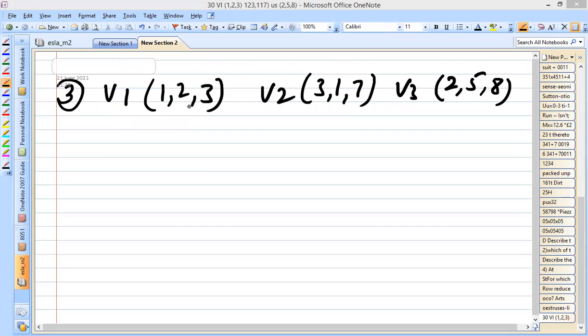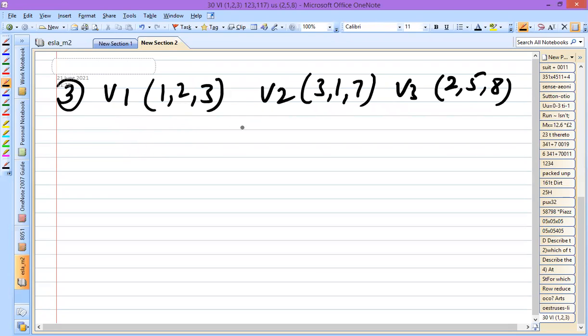V1 is this much, V2 is this much, V3 is this much. Can you see the dependency? All are independent, ma'am. All are independent, right? By observing the elements itself, you can make the statement. That is one method. Instead, we have to check whether it results in equal to 0 or not.